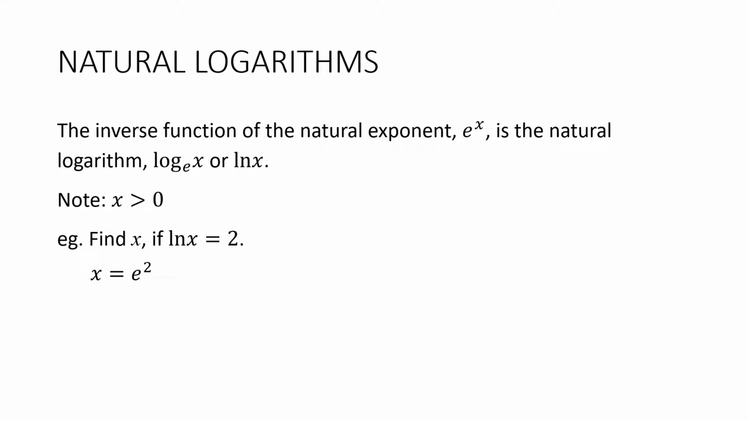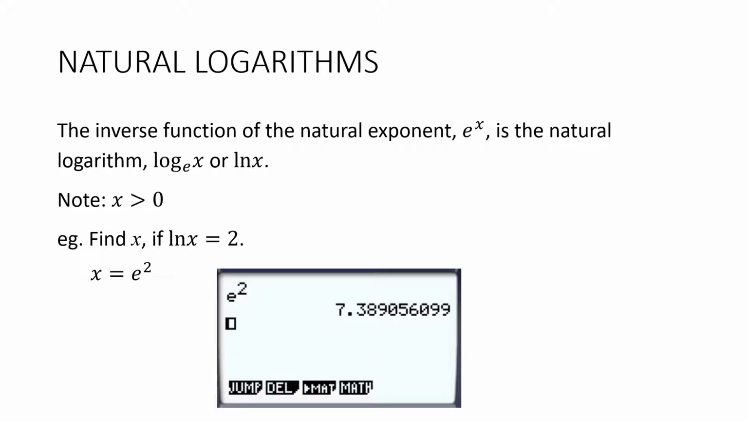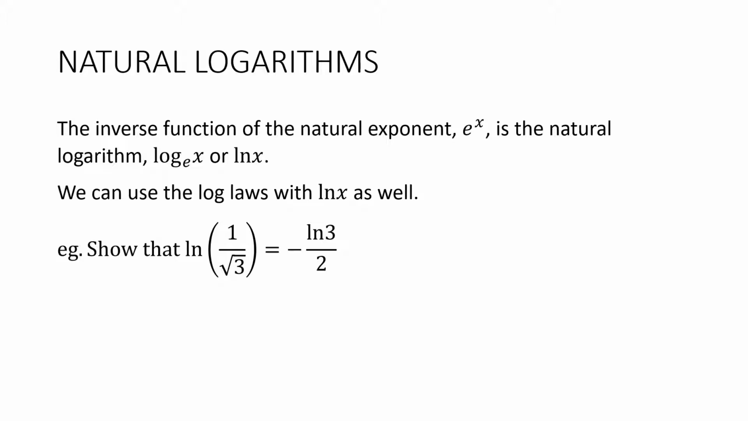Now on the calculator, what you do is just above the ln button, you'll see e, so you go shift and then hit that button and then put a 2 in and press equals. And so x is equal to 7.39. Now, not surprisingly, we can use the log laws with ln x as well.